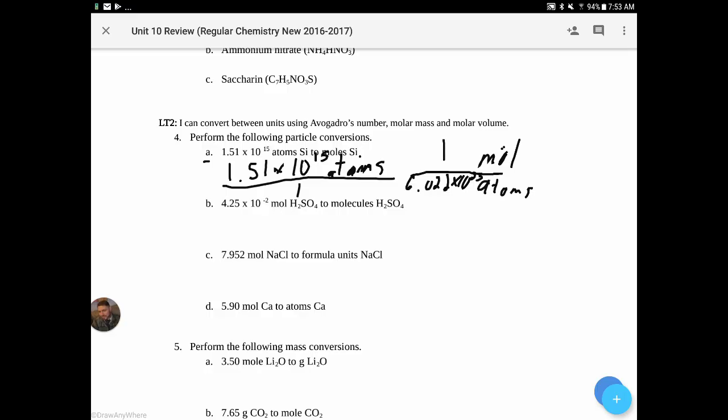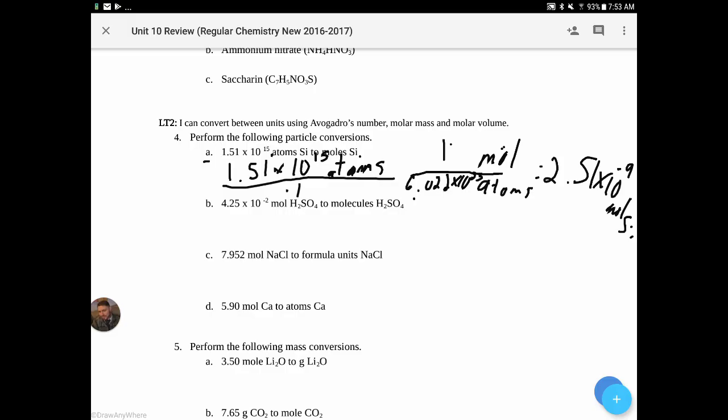Okay, so now we take our 1.51 times 10 to the 15th times 1. We take our 1 times 6.022 times 10 to the 23rd. We get 1.51 divided by 6.022. And our answer is 2.51 times 10 to the negative 9th moles Si.